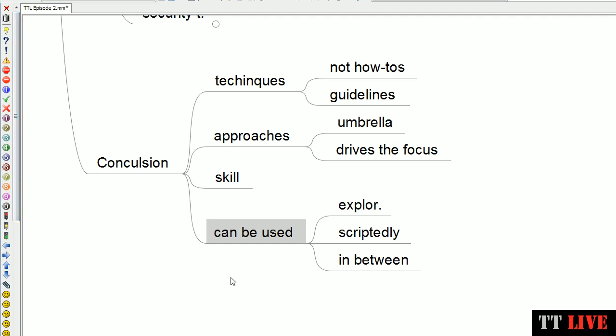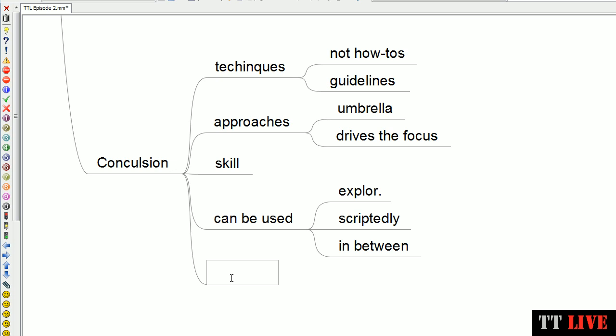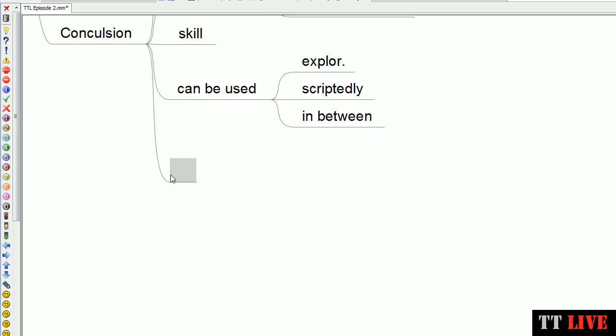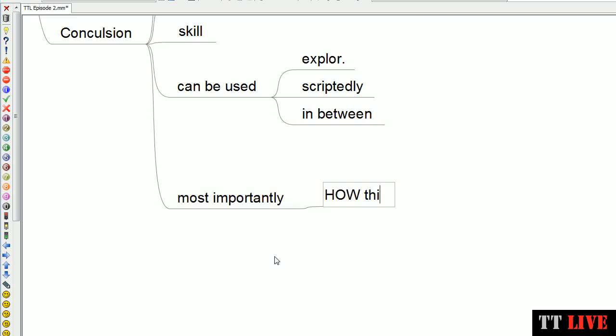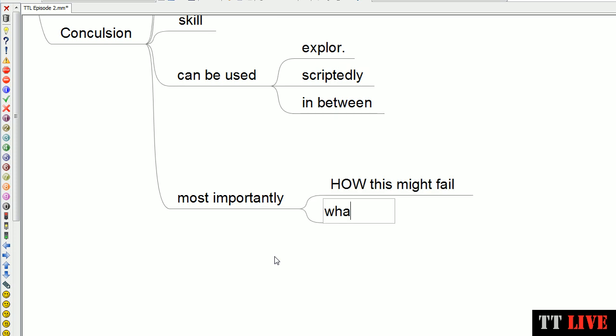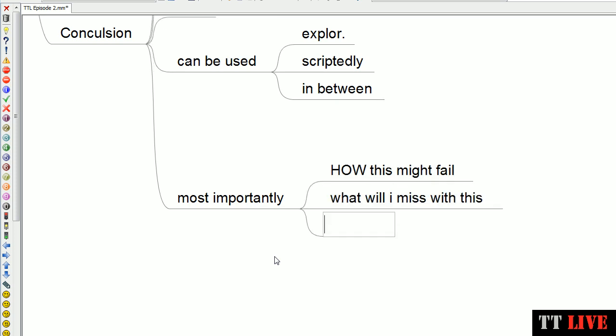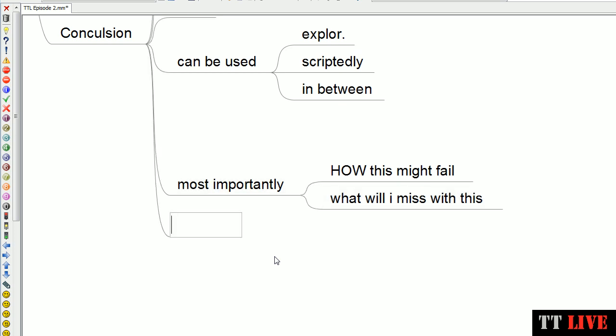The most important thing to know about any test technique, or actually anything you do in testing, is constantly asking how this might fail, or what will I miss with this, or what kind of problems I don't find, or should I spend so much time on it. If we keep this in mind and ask ourselves the same question all the time, we'll be better testers.